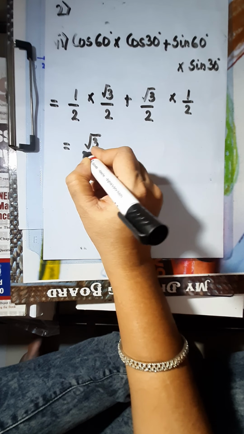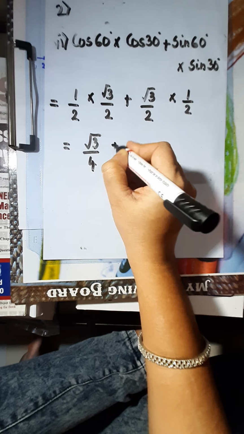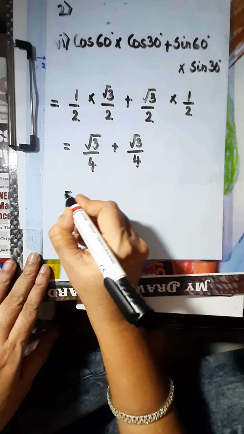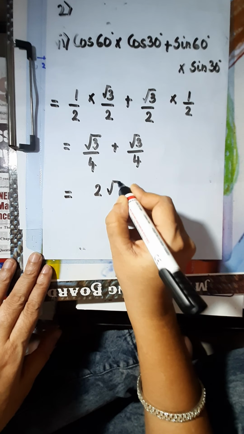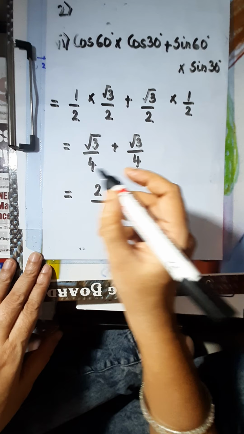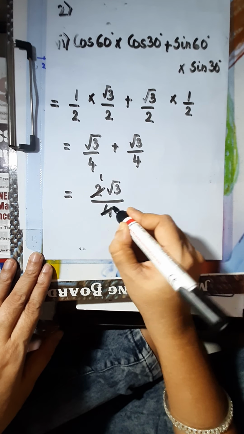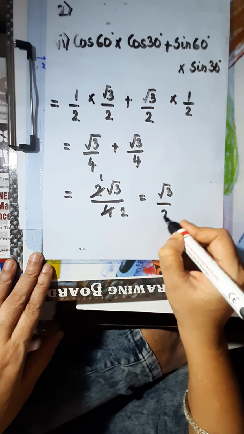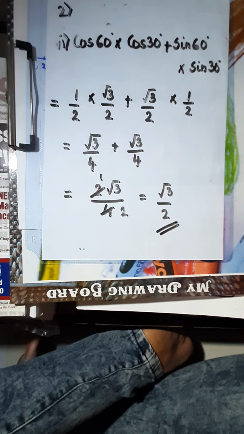That becomes root 3 upon 4 plus root 3 upon 4. 2 root 3 upon 4, because the denominator is the same. 2 and 2 cancel. So my answer is root 3 upon 2. Is that clear?